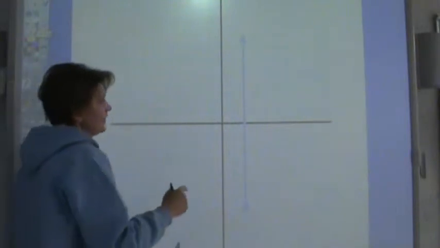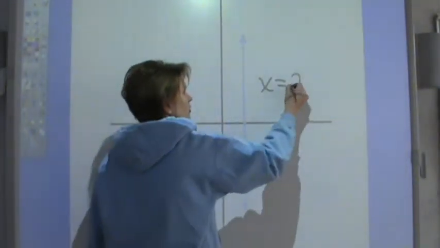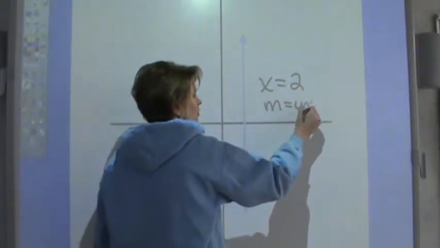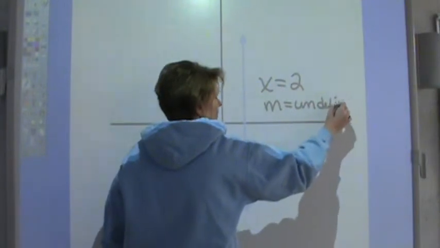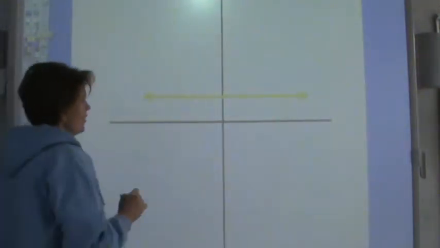Okay, here's a vertical line, so that means it's x equals a number. In this case, x would be 2, and my slope would be undefined. All right, here we have a horizontal line.